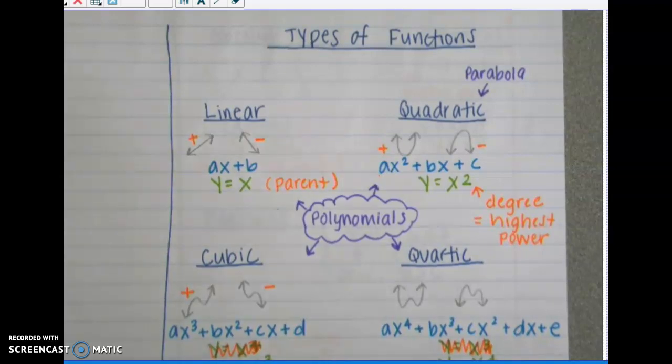Hi guys, we're going to start this video with our types of functions notes. The topic coming up is describing transformations of a function from the parent function. And to do that by a graph, it's helpful to know what key feature of the graph to look at. Some of these are easier than others.